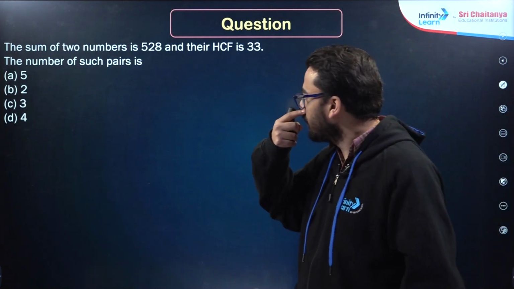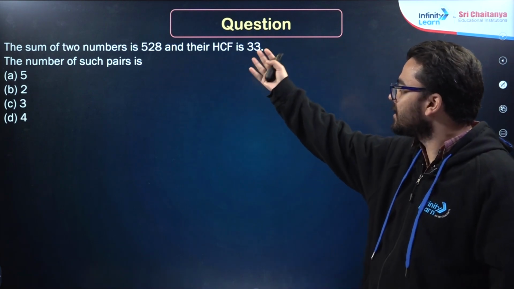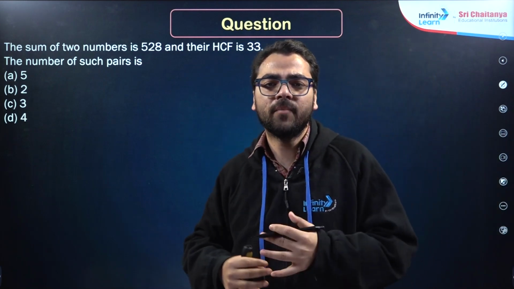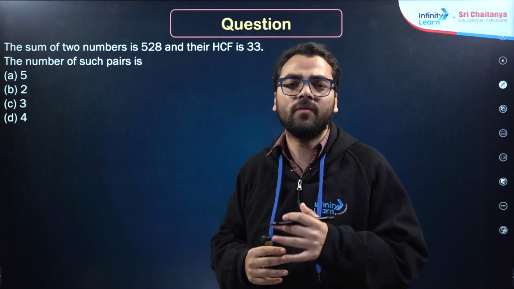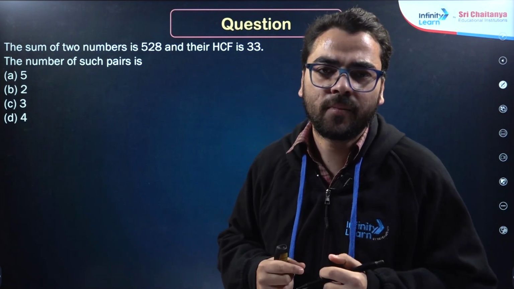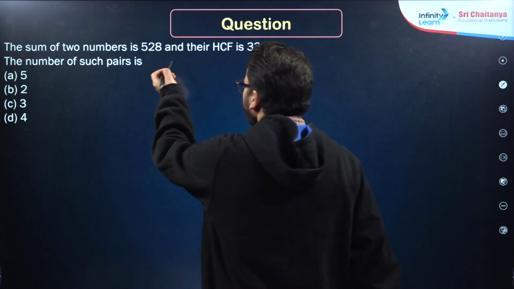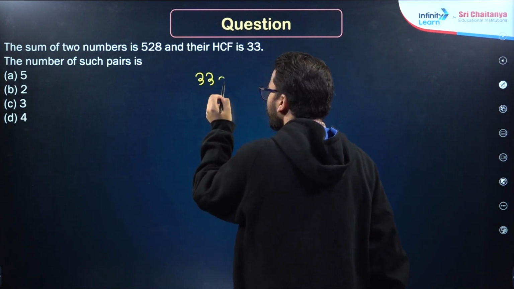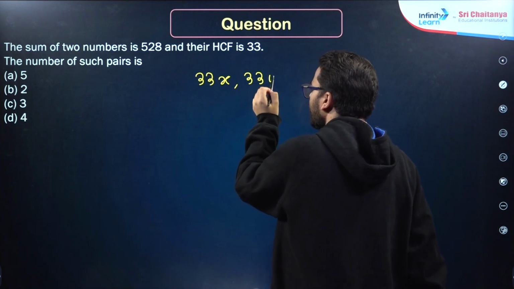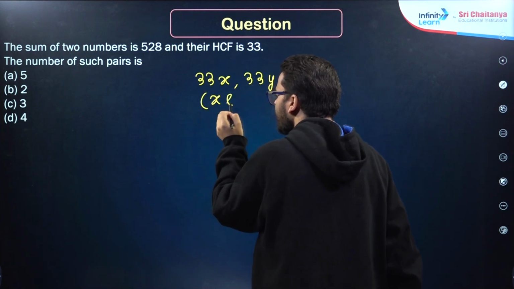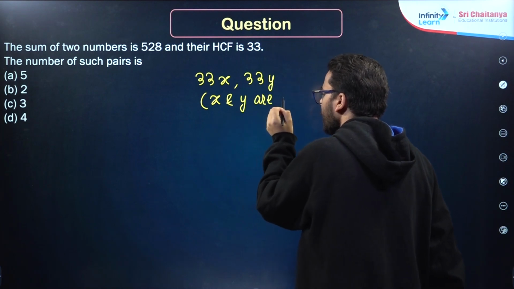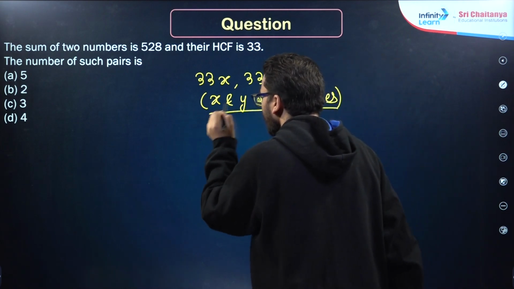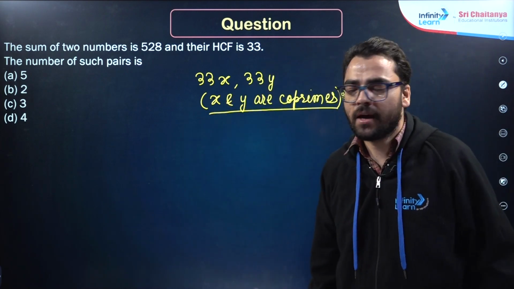Now let's try doing this one. The sum of two numbers is this and their HCF is given. You have to find the number of such pairs. So obviously if they are asking the number of such pairs, they mean that you have to find the number of such unique pairs, right? So sum of two numbers is given and their HCF is given. So we can assume that the numbers are of the form 33x and 33y. If you assume over here that x and y are co-primes, right? x and y over here are co-primes.